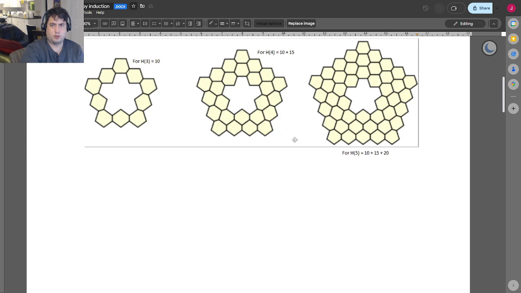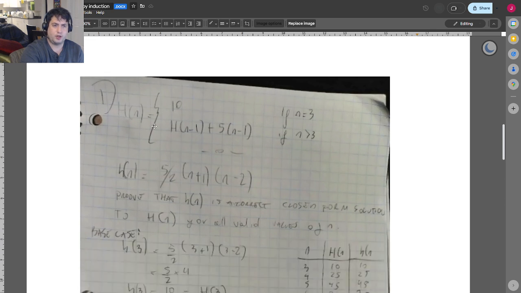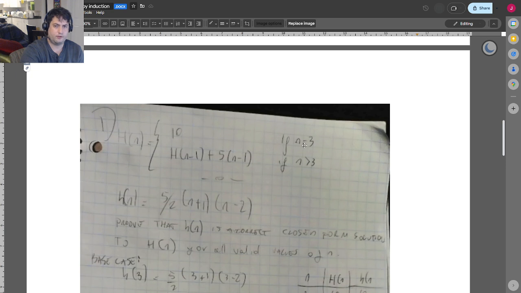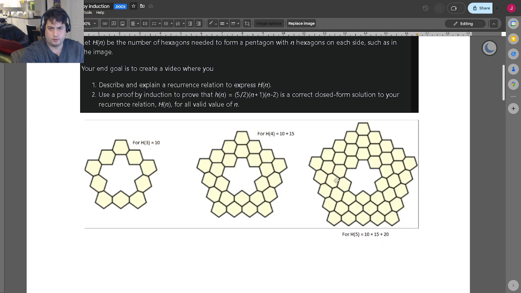And so after doing a little bit of testing, I found out that the recurrence equation would be the following: h of n is 10 if n is equal to 3. And when we start growing the numbers, it would be h of n minus 1, the value of the previous number, plus 5 multiplied by n minus 1. So for example, if we have n equals 4, it would be h of 3, which is 10, plus 5 times 3, which is 15. So it's 10 plus 15, like we saw here. And then the same going forward.